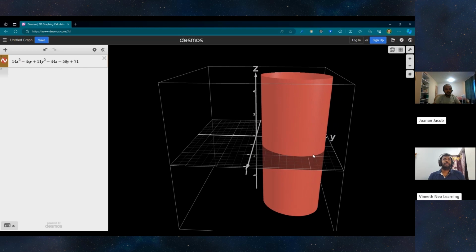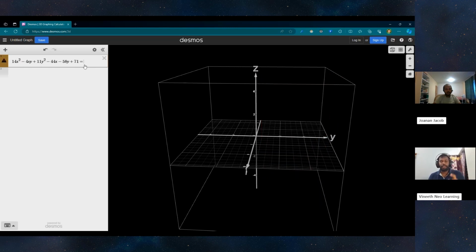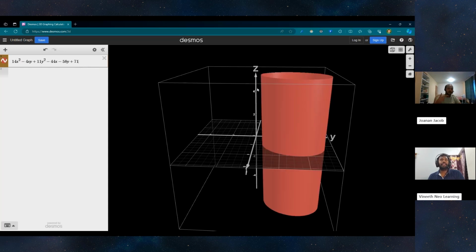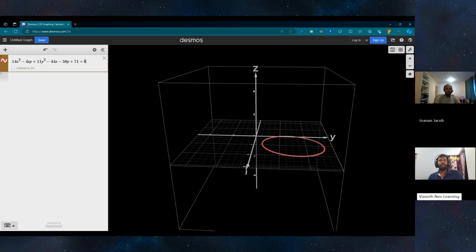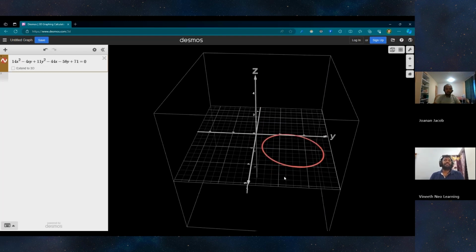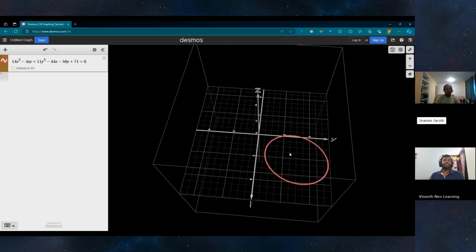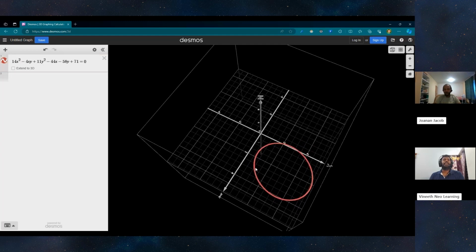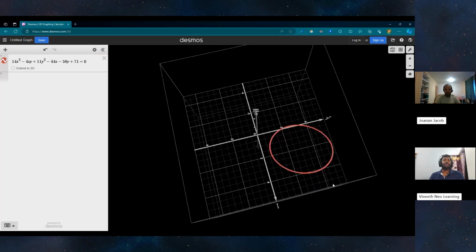And we want this polynomial to be 0. So I'm equating it to 0, meaning we want to find all the points where z becomes 0. Meaning we will only get a 2D collection of points in that plane. Okay, this is an ellipse, almost like a circle.